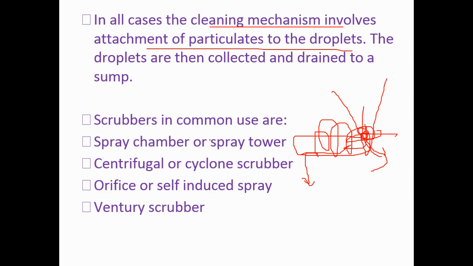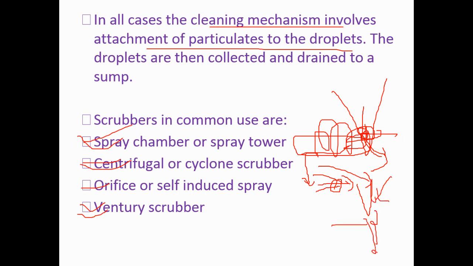Scrubbers in common use. Which scrubbers are in common use? Spray tower, spray chamber, centrifugal cyclone scrubber, orifice or self-induced spray tower, venturi scrubber. We already discussed spray tower, centrifugal cyclone scrubber, and venturi scrubber. And what is the orifice self-induced spray tower? It is a different mechanism where the inlet of the gas is very small. If the inlet of the gas is very small, what happens? The pressure increases, and with this pressure, what happens? The dust particles come in contact with the liquid, and easily, in minimum time, they can be collected in the hopper.